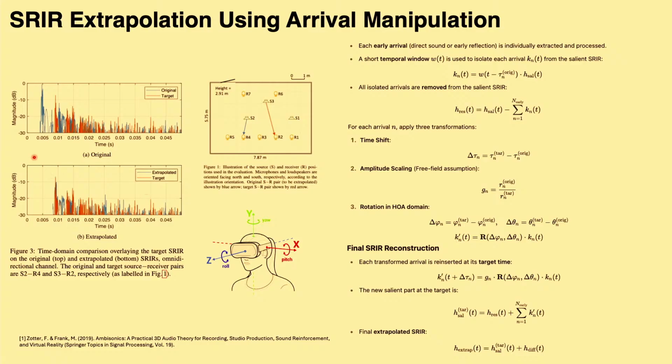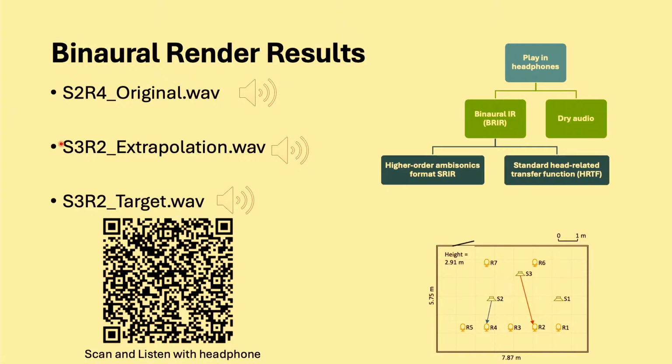So basically, we will cut this arrival out, then shift it in time, scale it, and rotate it, so that you have the sound from the front. You cut this, then move it, and adjust the amplitude depending on the distance. Then rotate the angle, so you will get a new source that sounds like it comes from the new direction. And we got the result.